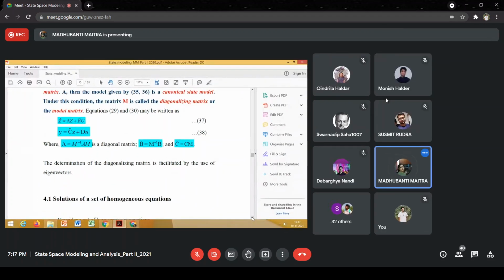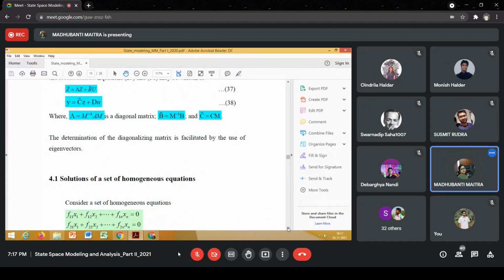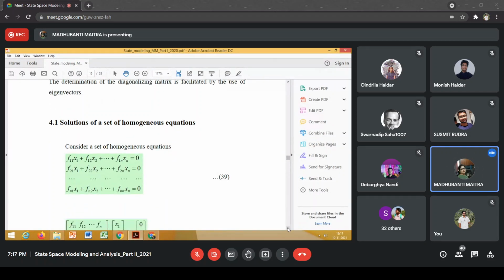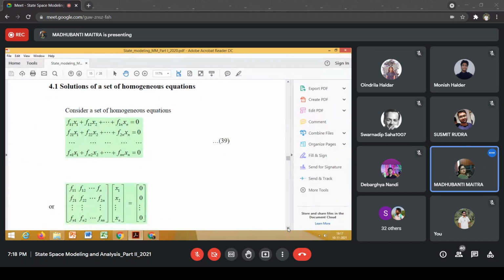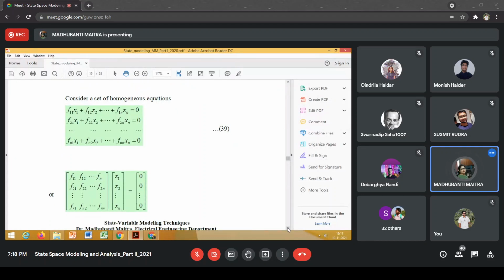So our next task is to learn how to find out a diagonalizing matrix or a modal matrix. For that, we'll have to review some knowledge on basic mathematics. So let us consider a set of homogeneous equations.